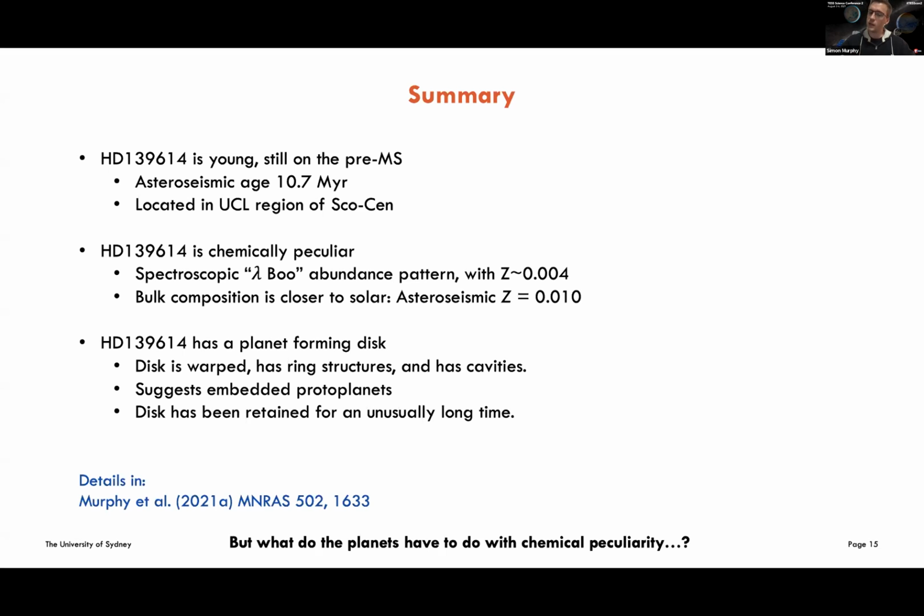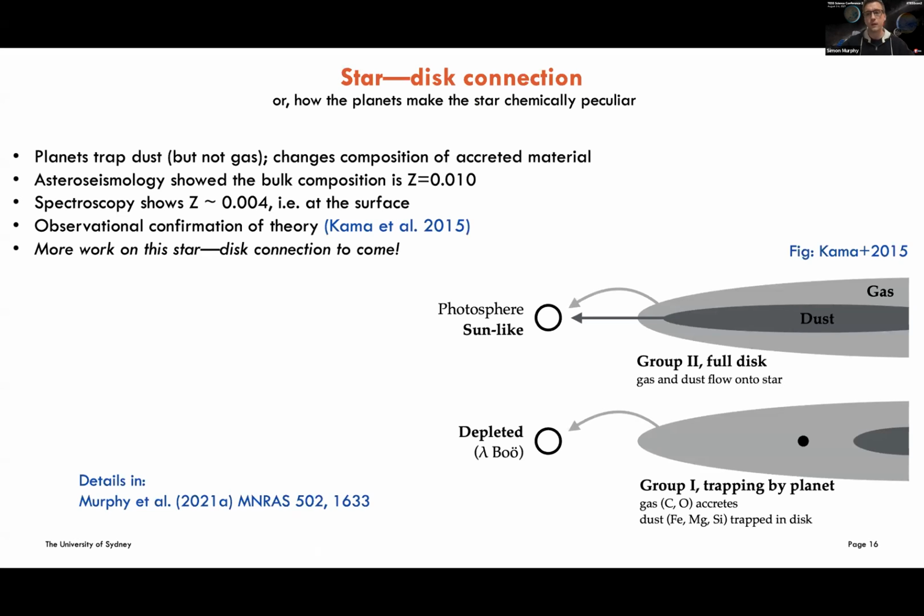And one of the selling points of this talk was that I was going to say how these planets cause this chemical peculiarity. So if you'll allow me one more slide, I'll talk you through that. So the planets trap dust, but not gas. So the planets are trapping these refractory elements, like the iron peak elements, that readily incorporate into dust grains. And this changes the composition of material that then accretes onto the star. So while the asteroseismology showed the bulk composition is almost solar, the surface abundance is affected by this selective accretion.